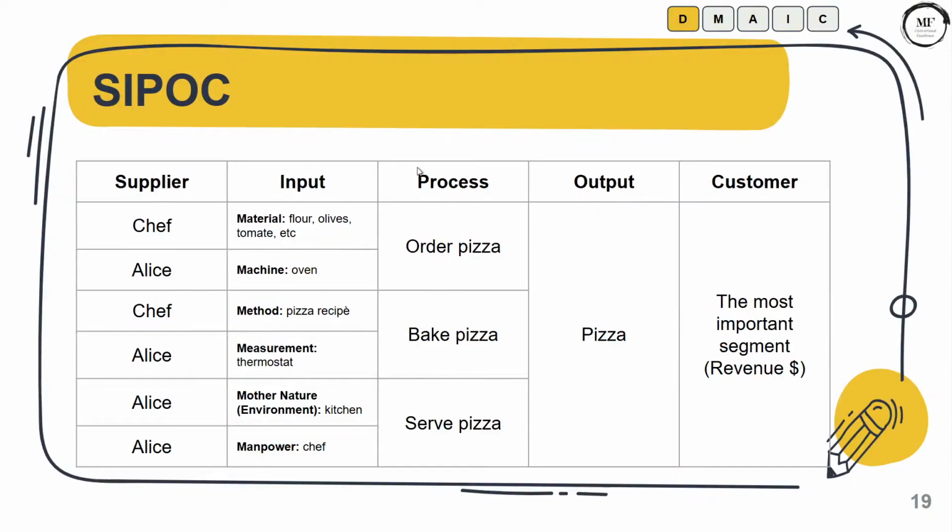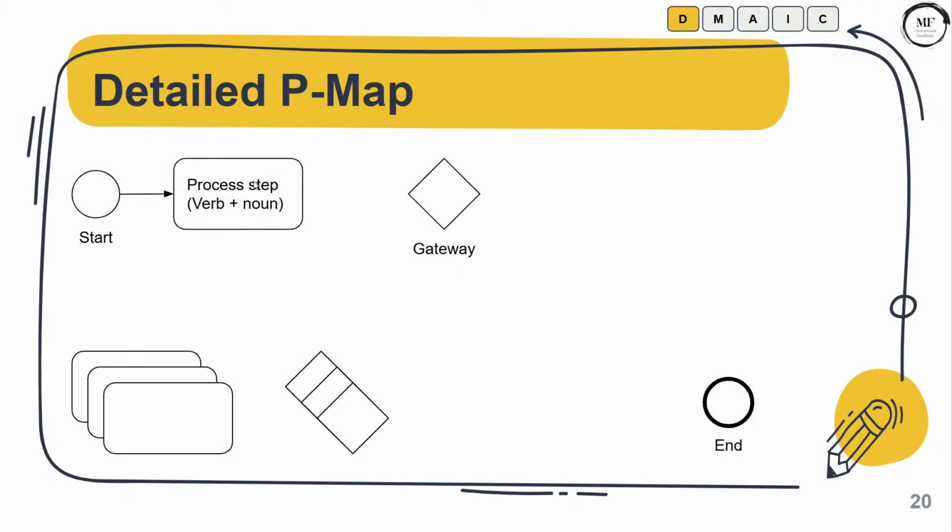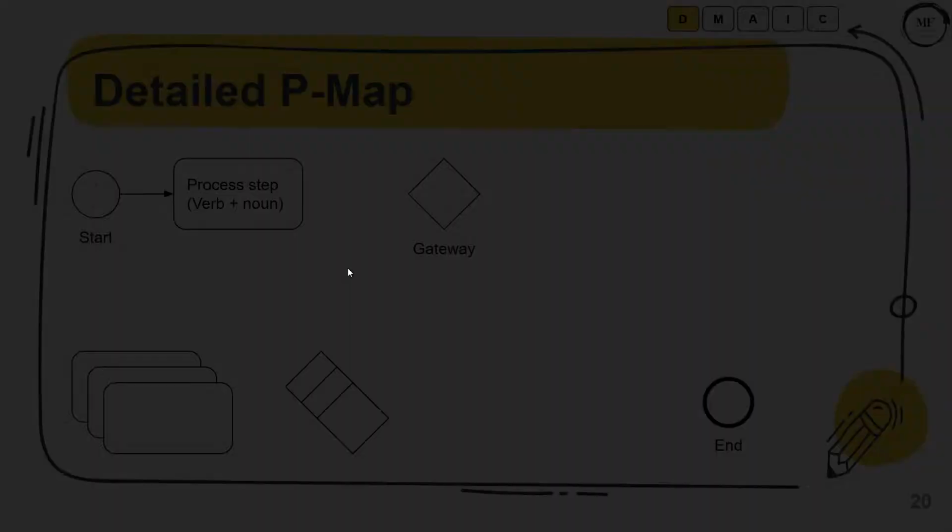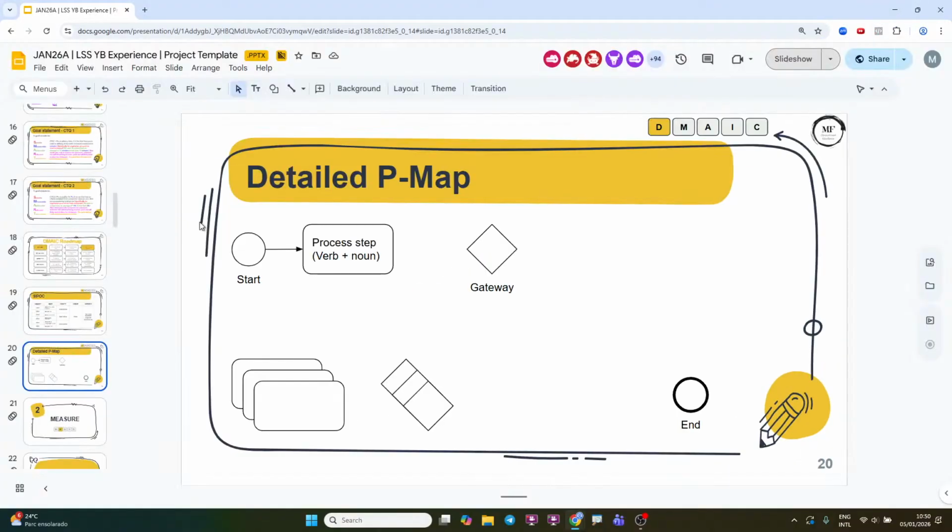From 0 to 10, how much are we on the same page? Type here. So this is SIPOC. And then from SIPOC, I want to go for the detailed PMAP. And the detailed PMAP, I'll be putting here. Order pizza.